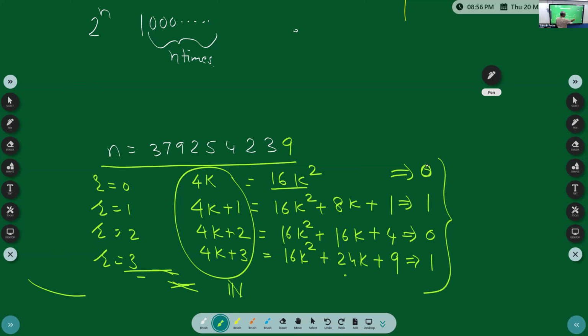16, 16, 4, remainder 0. 16, 24, 9, remainder 1. So only 2 types of remainders are available. So we have scrapped 50% of natural numbers from being perfect squares. Got it. 50% of natural numbers are scrapped because they will leave remainder 2 or 3. If your natural number is to be a perfect square, it must leave remainder 0 or 1. So this is a negative test, but very useful.